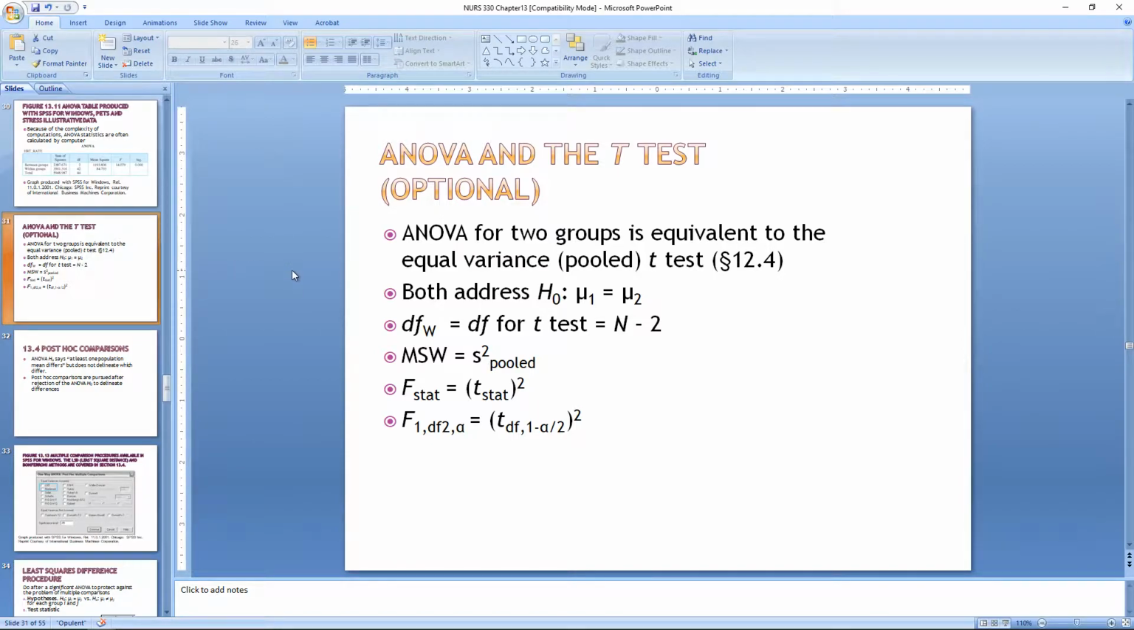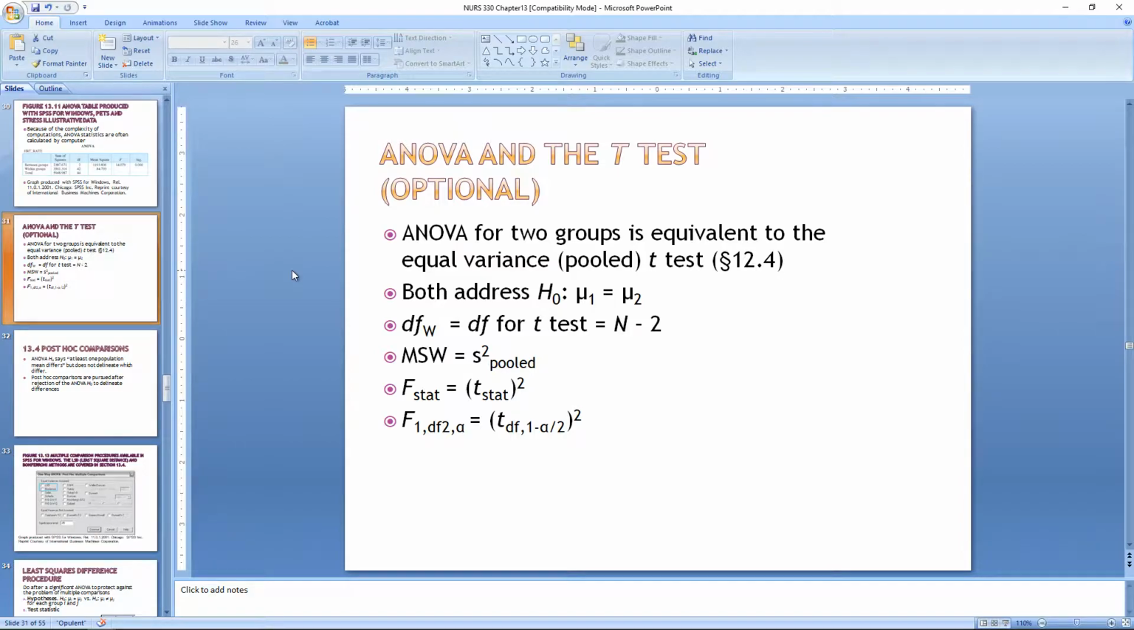So once again, when we're talking about ANOVA, we're talking about most of the time 3 or more groups. If you're doing just 2 groups, you can use ANOVA or a t-test. For 2 groups using ANOVA, you're going to use the equivalent to the equal variance pooled t-test. They both address the same null hypothesis, and the degrees of freedom within is the degrees of freedom for the t-test, so n minus 2.